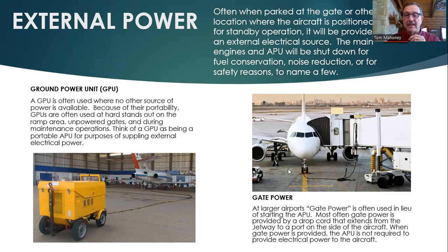Gate power is provided at the gate. It plugs into, this is a different airplane, it plugs into the forward right side of the aircraft on this airplane. We use gate power whenever it's available when the aircraft is parked at the gate, just to keep electrical power on the aircraft. So think of this in terms of when and how we use gate power typically.